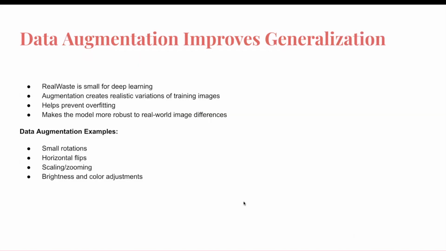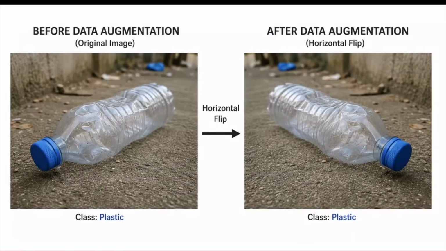Now, data augmentation as well was another method we used to improve generalization. That's because, again, our data set was small. It was just under 5,000. So some examples of data augmentation, we did small rotations, horizontal flips, and scaling or zooming, and also brightness and color adjustments. So here's an example of what a horizontal flip does for data augmentation.